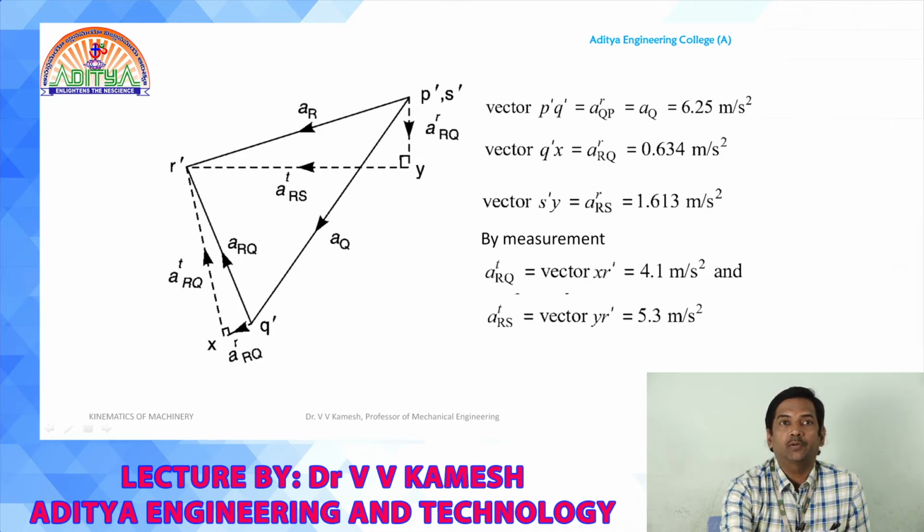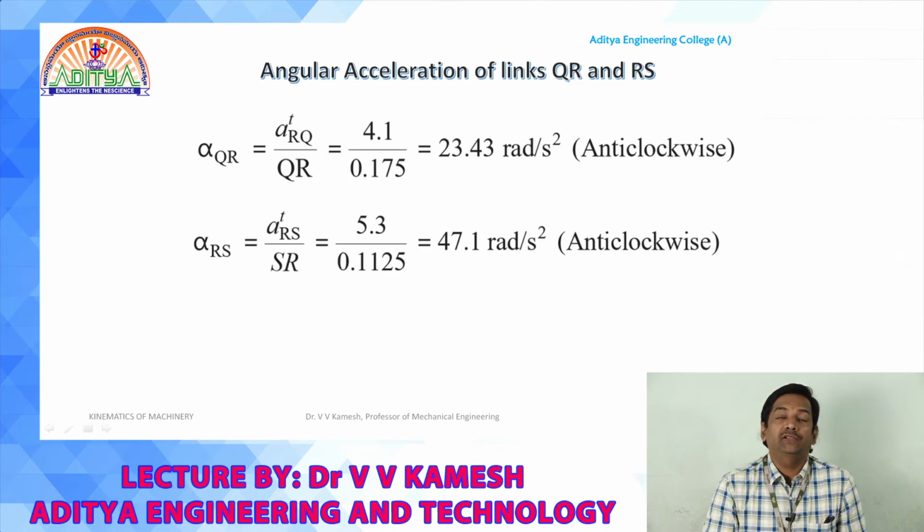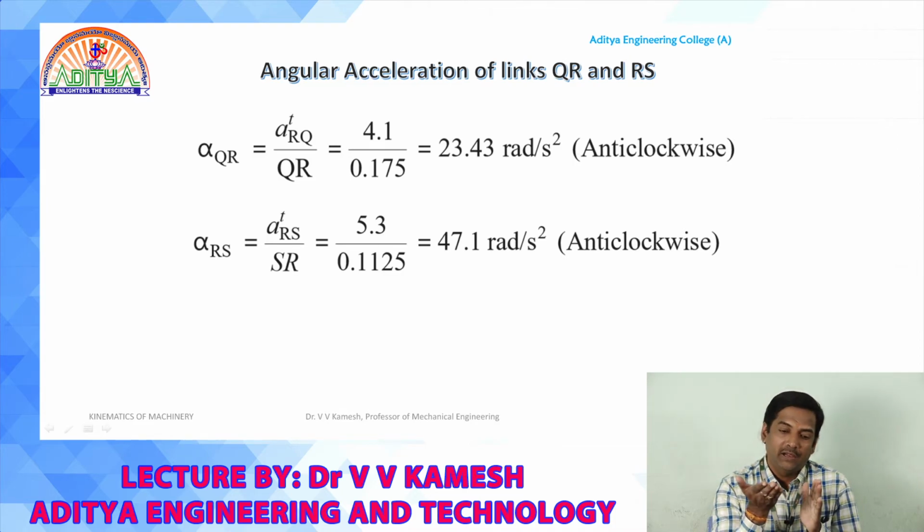The tangential component a t will be 4.1 meters per second square, and the final items are the angular accelerations of the links QR and RS. How is the angular acceleration identified? By means of the tangential component divided by the length.